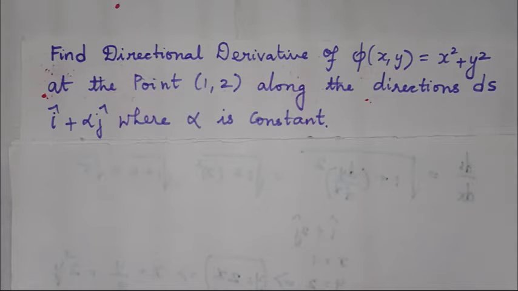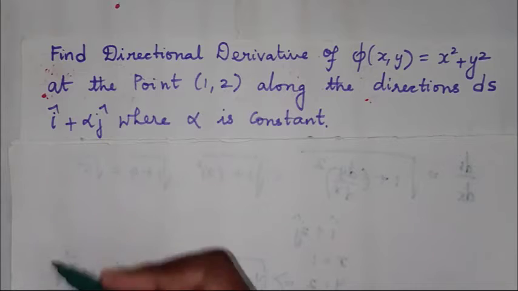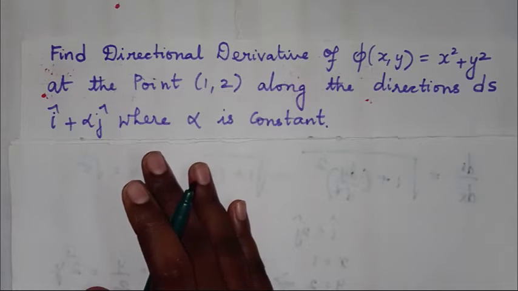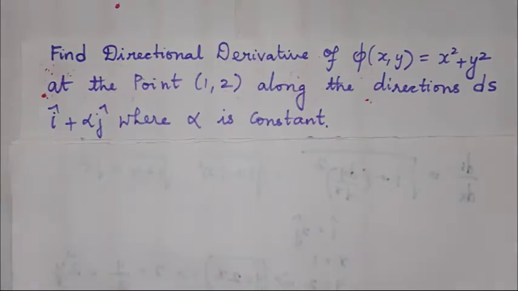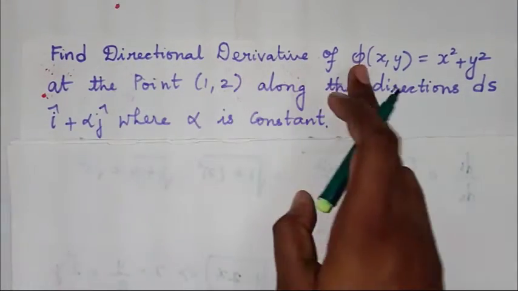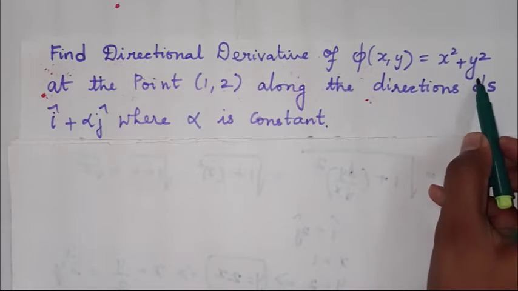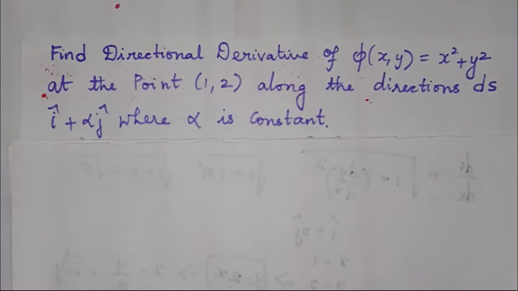So given functions, what are they? Let us write them first. As usual, we must have a structure for the problem that we are going to solve. First I just want to read the problem for you. Find the directional derivative of the function phi of x comma y which is equal to x square plus y square at a point of 1 comma 2 along the direction ds, I plus alpha j, where alpha is a constant. So the first question is what I want to find out.